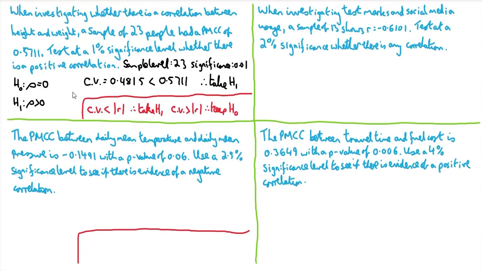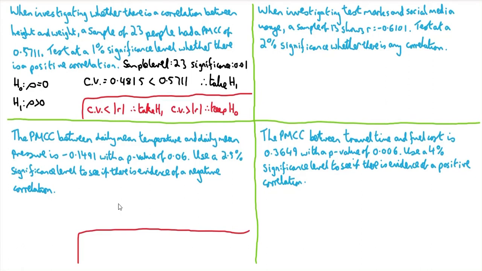Now, the other form of hypothesis testing for PMCC, which is actually, at least in my experience, rarer but still possible, works on some similar principles, but obviously is different in others, otherwise there wouldn't be this distinction. If we just read through the question again first, and then just get into the semantics of it, the PMCC between daily mean temperature and daily mean pressure is minus 0.1491, with a p-value of 0.06. Use a 2.5% significance level to see if there is evidence of a negative correlation.